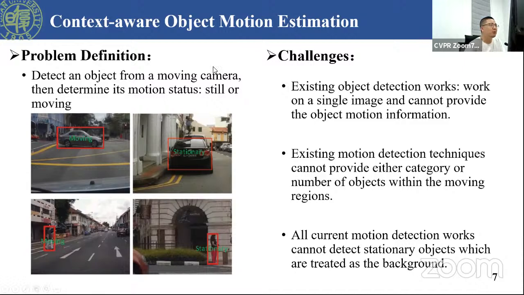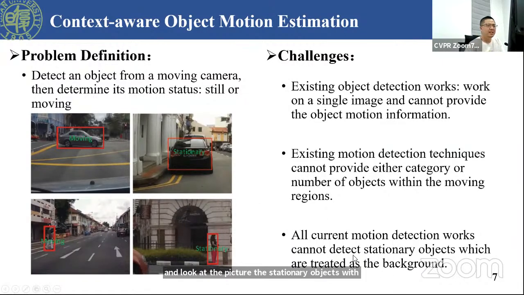So to address this problem, I summarized it into three challenges. The first one is we find existing object detection works mainly work on a single image and cannot provide the object motion information. The second challenge is existing motion detection techniques cannot provide either category or number of objects within the moving regions. And finally, all the current motion detection works cannot detect the stationary objects which are treated as the background.